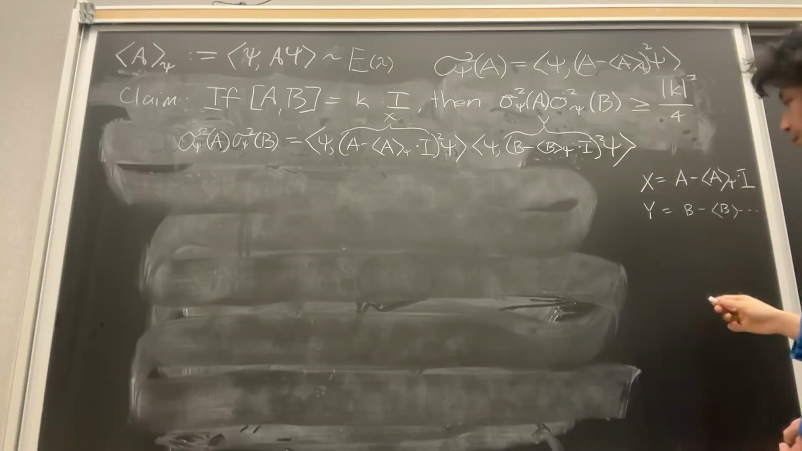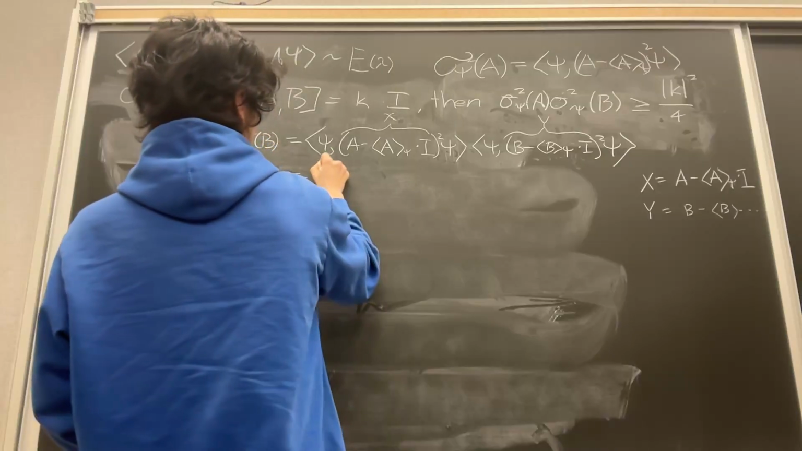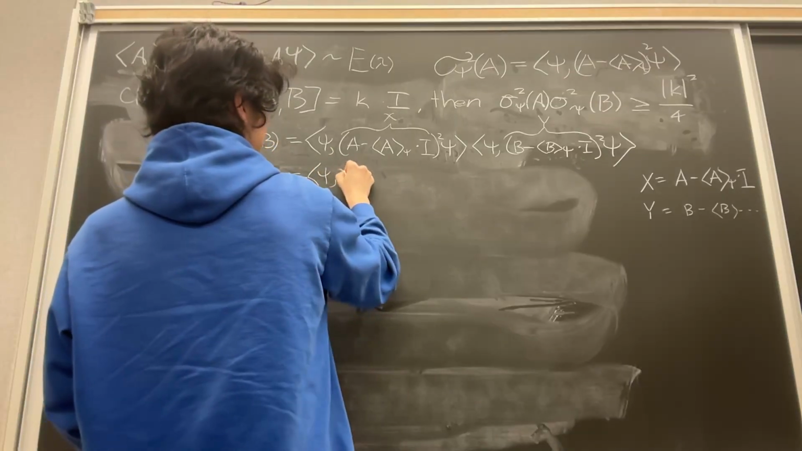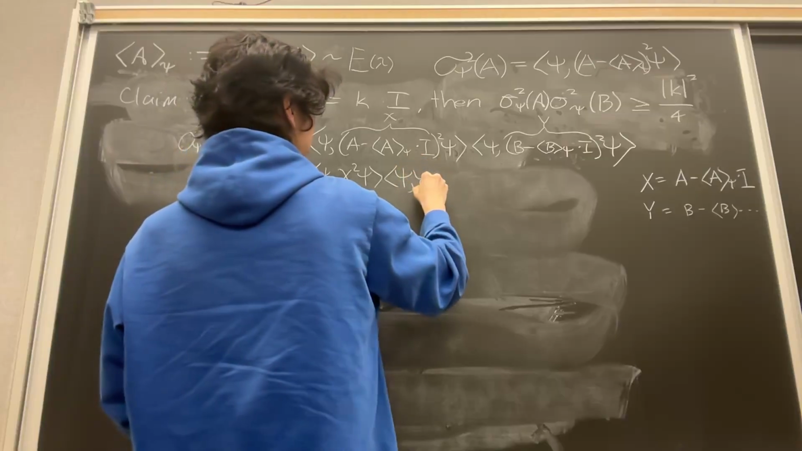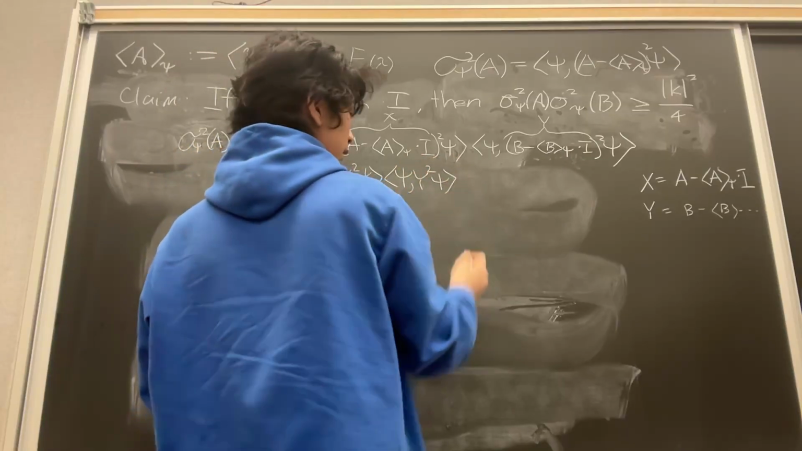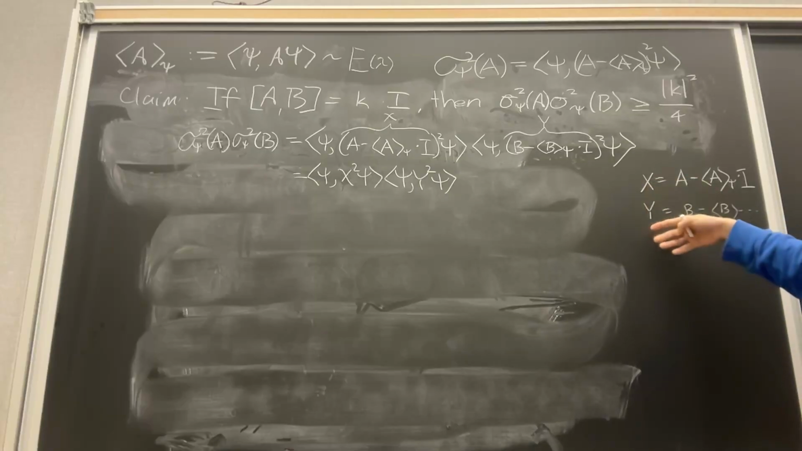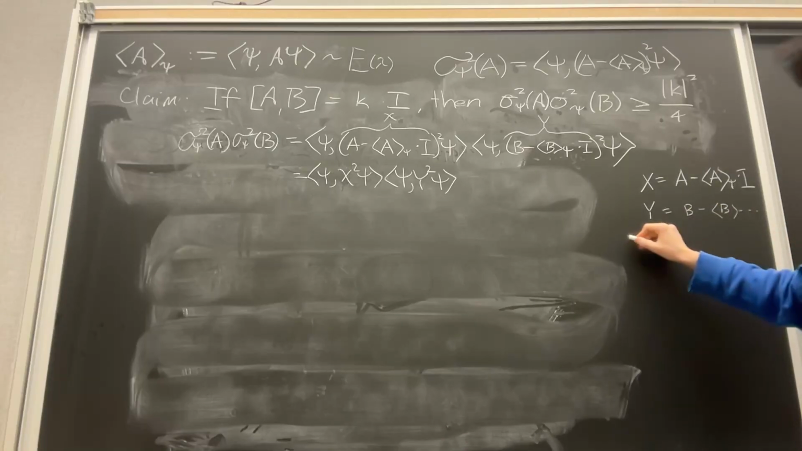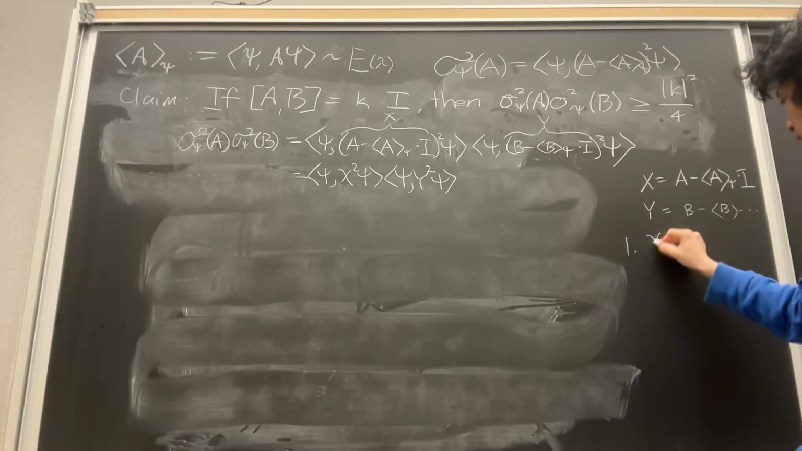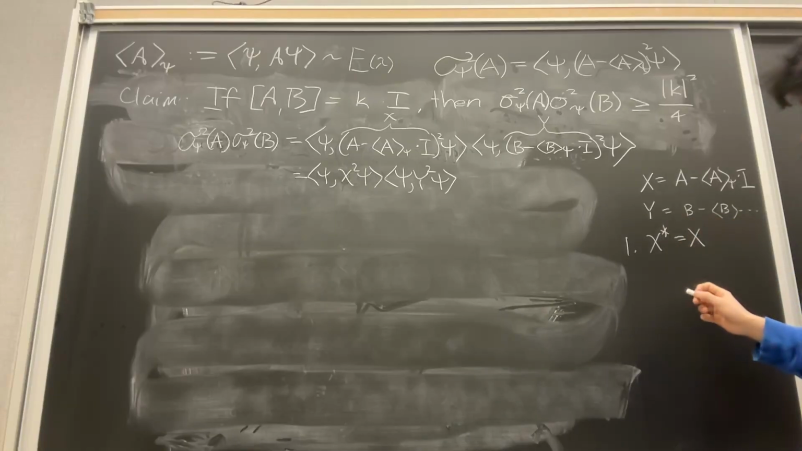Okay. And then, yeah, so let's just write that. Psi x squared, psi y squared, psi. Okay. Now, we want to relate these x and y's with a and b's. So let's first check that these are nice enough. So the first claim is that x and y's are both self-adjoint. So x star is x.